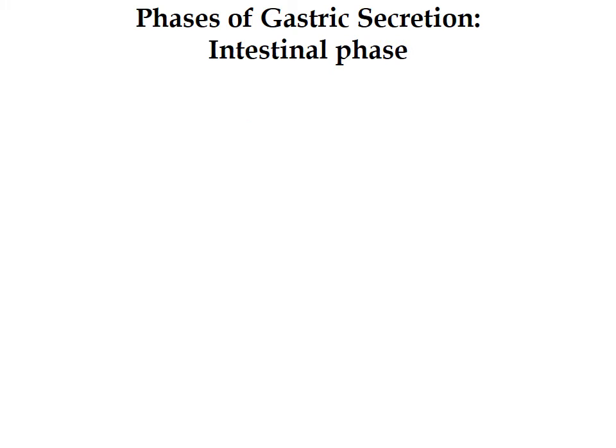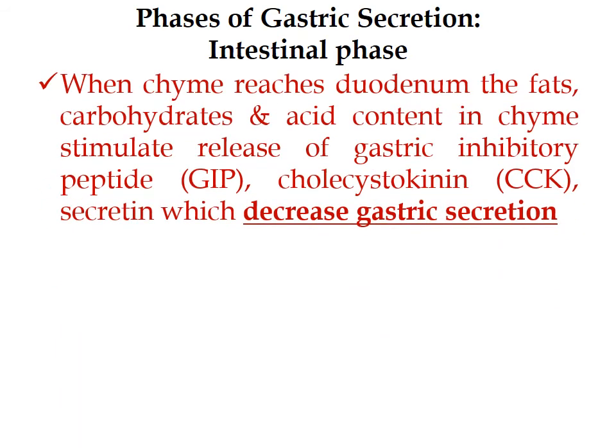Now the third phase is called the intestinal phase. The intestinal phase is when chyme reaches the duodenum, and the fats, carbohydrates, and acid contents in the chyme stimulate the release of gastric inhibitory peptide, which is called GIP, cholecystokinin, which is called CCK, and secretin. This will decrease the gastric secretion.